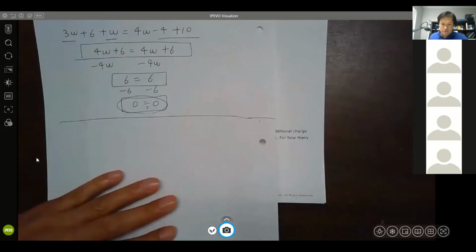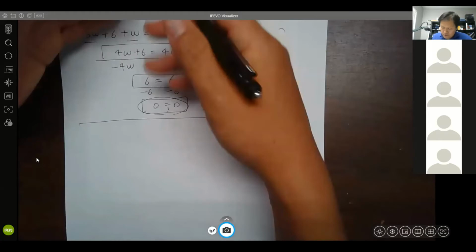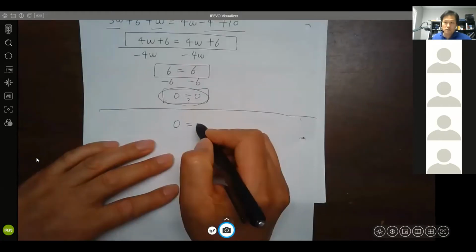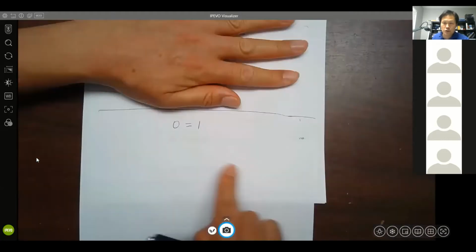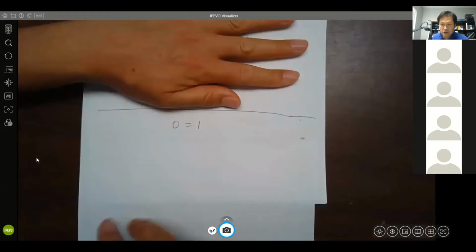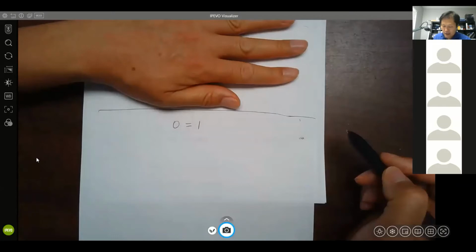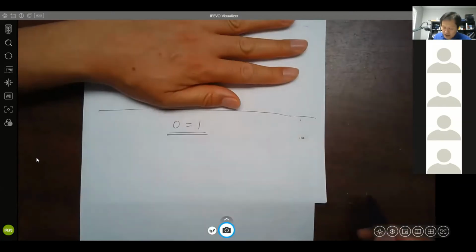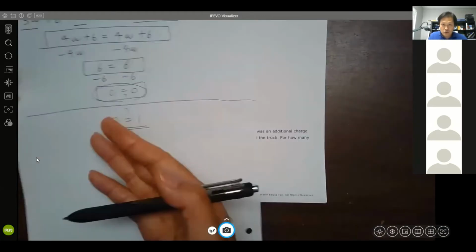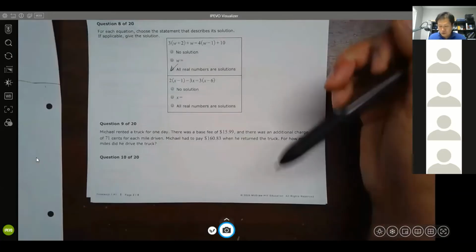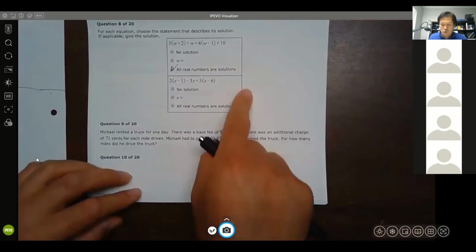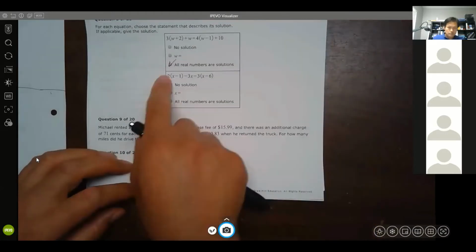What if you did all the work? What if 0 equal to 1? Of course, this has nothing to do with this question. I just made it up. Let's say you did all the work. At the end, you got a statement something like this. Is that a true statement? No. No. If it happened to be that conclusion, then your answer should be no solution. I don't know if this is going to be that example, but why don't you try this one? Please.